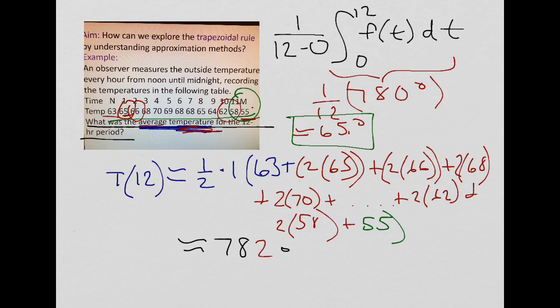Okay? So let me just make sure I correct all my 780s to 782s. Sorry, where's my eraser? There it is. Yay! Found it. All right. And that's what we're going to leave as our average temperature for the 12-hour period.